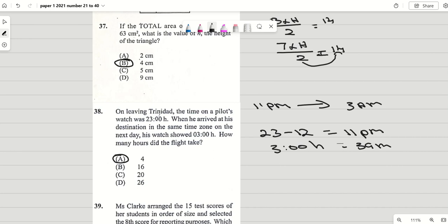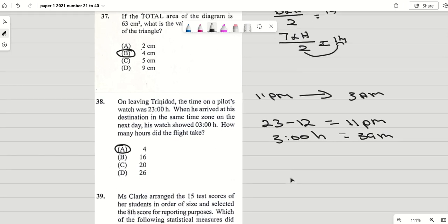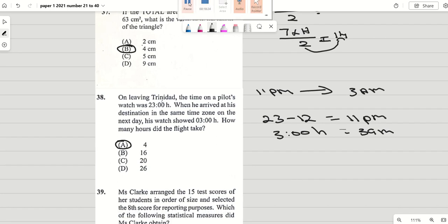And then from 11 p.m. to 3 a.m., you just use your fingers, guys. 11 to 12 in the night is 1 hour. Then 12 to 1 in the morning is 2 hours. Then 1 to 2 in the morning is 3 hours. And then 2 to 3 is 4 hours in the morning. Well, 3 a.m. in the morning. So the flight was 4 hours.